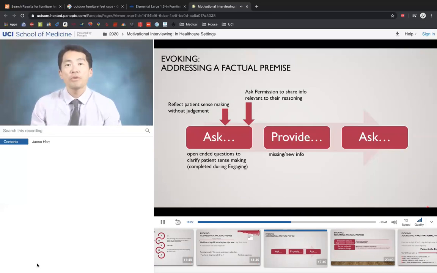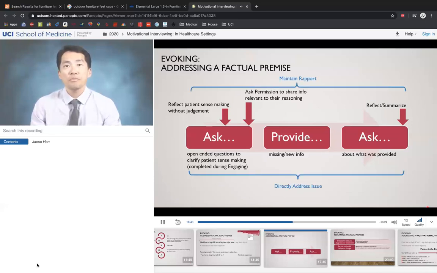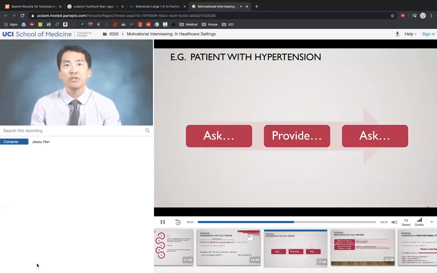We then provide that missing information. And then we follow that up by asking them about what they thought about what we just provided. We allow them to respond, and then depending on what they say, we're going to go ahead and reflect back and summarize. So I want to go through an example of this. And of course, if we are able to do these steps, we both directly address the issue, plus we maintain rapport. And you really need both of these things to be effective. So let's take a look at an example of hypertension.